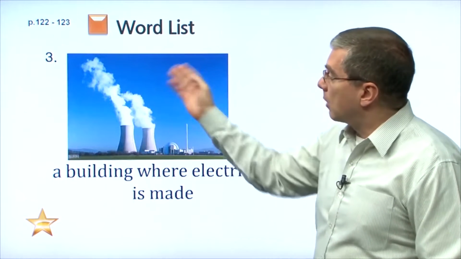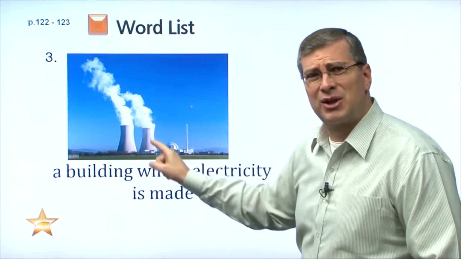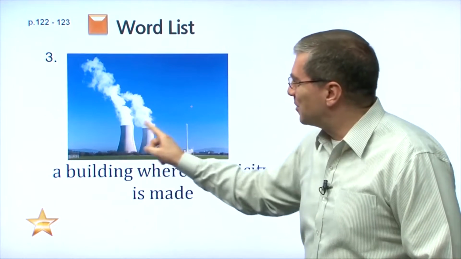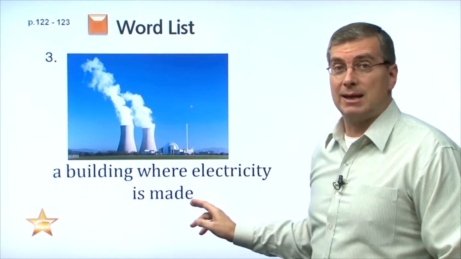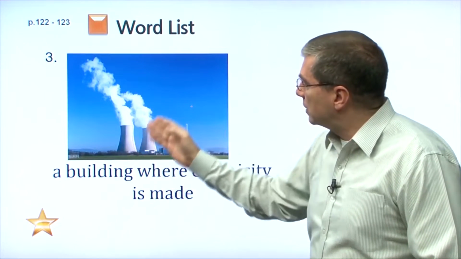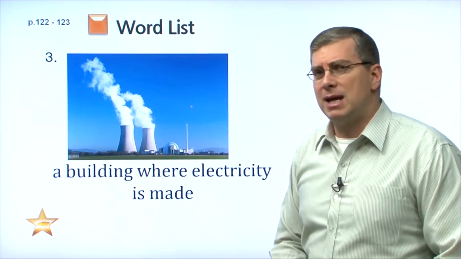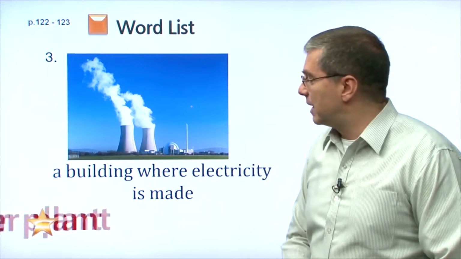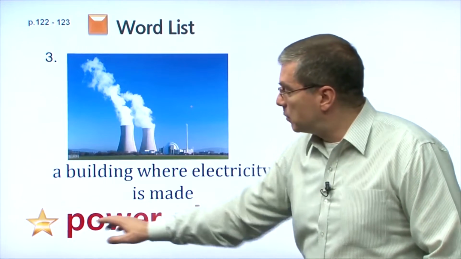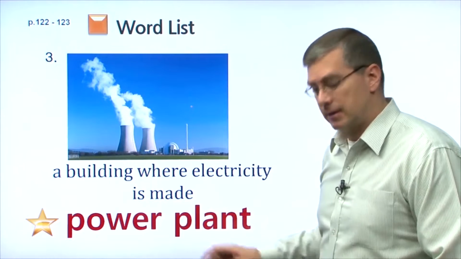Our third word, our clue, is a building. Well, this is a strange looking building, right? But it's a building where electricity is made. A building where electricity is made. What kind of building can that be? Remember our word that we learned the first time? It was power, right? So we put these two words together, power, and we have plant.